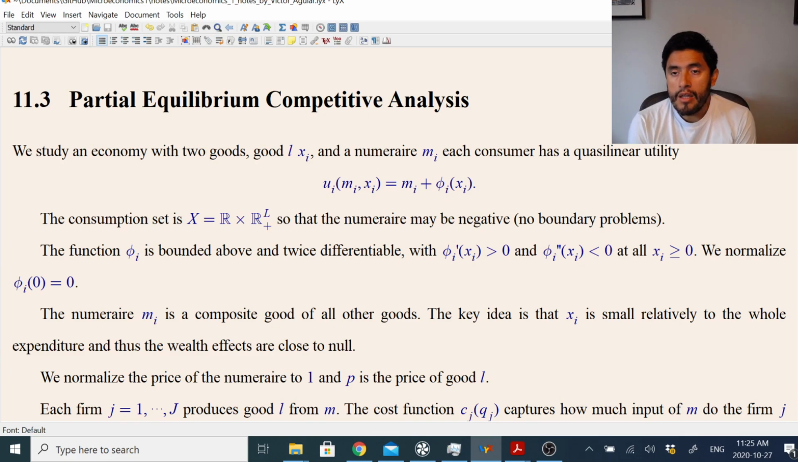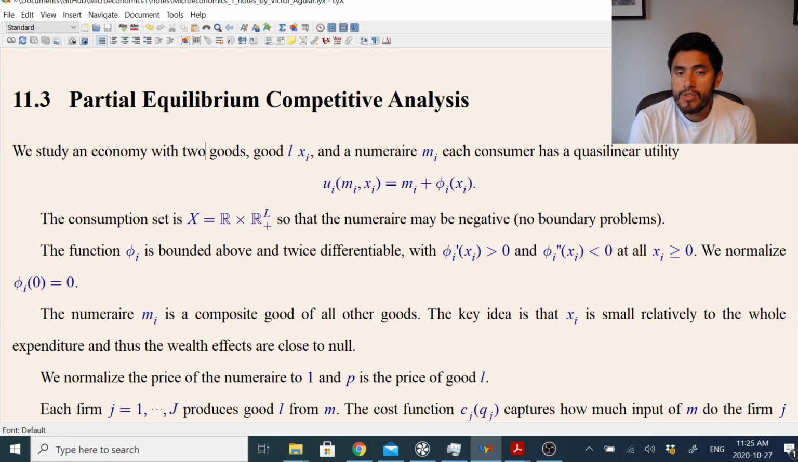Then the second good is number M. M is going to be the second good, the quantity level consumption of that good, and m_i is the level consumption of individual i of such a good. It's called the numeraire because we're going to fix its price to 1. So everything is going to be measured in terms of that good.